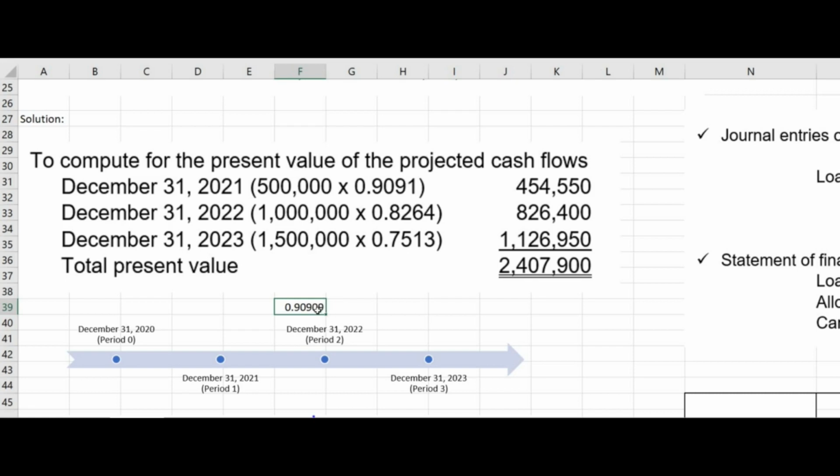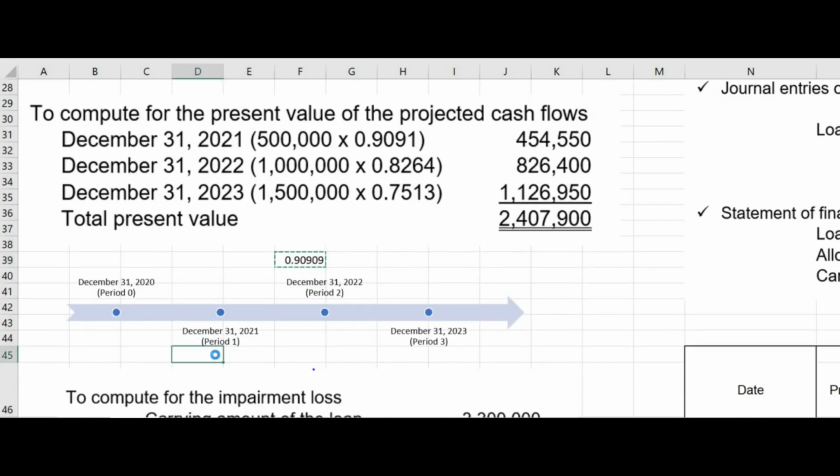So for period 1, the amount to be received is 500,000. So we multiply it by the factor of 0.9091.